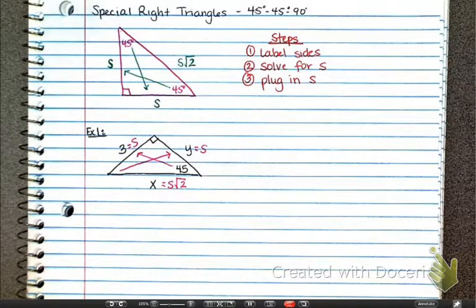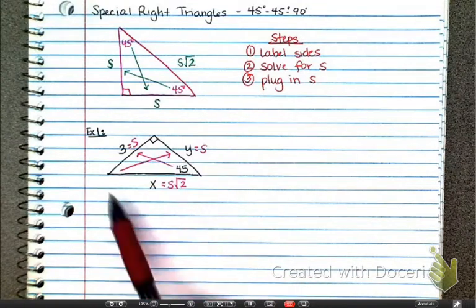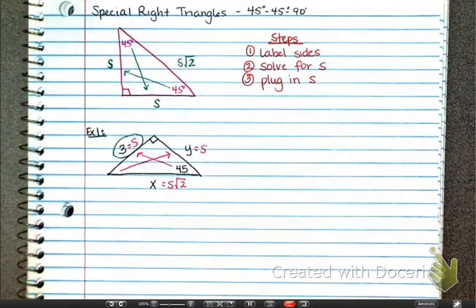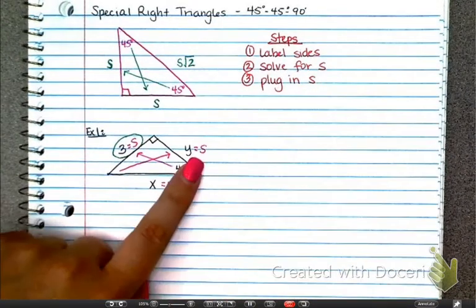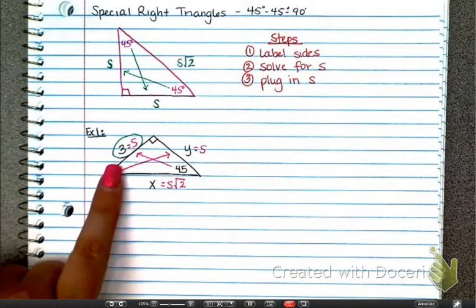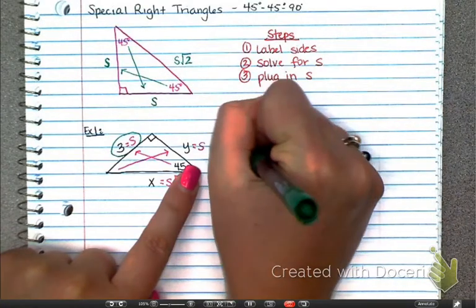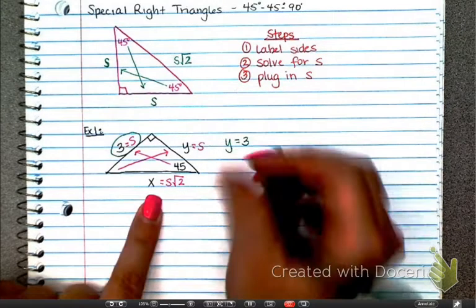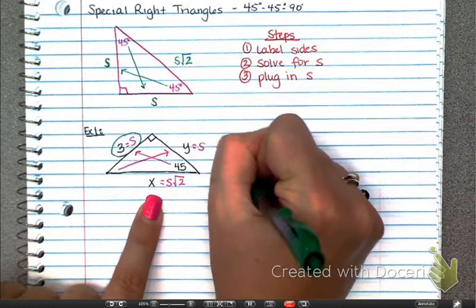Okay? Step 2 says to solve for S. Are there one of these sides where it's S equals a number? Yeah, right? It's S equals 3. That's the side length. So we solved for S. We didn't have to do anything in this case. Step 3, plug in S. What does Y equal? What is S? 3. So Y equals 3. And it should be the same as the other side because they're both 45-degree angles, right? What is X going to equal? 3 square root of 2.